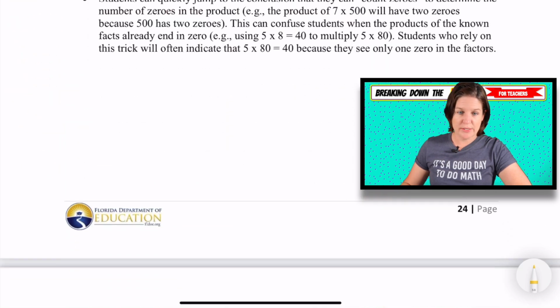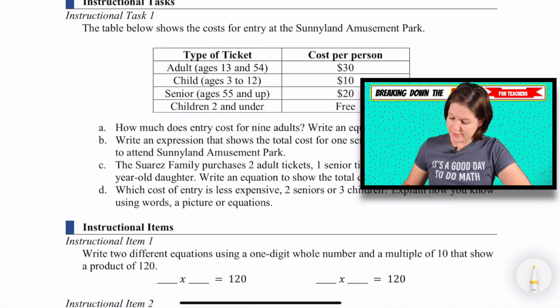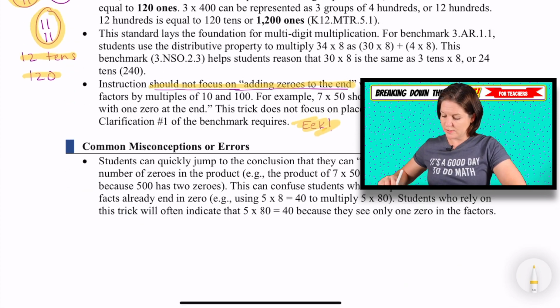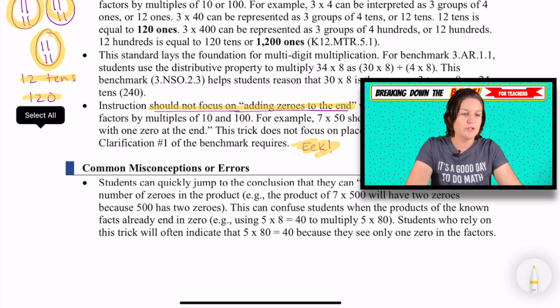Okay, what else? I think that is good. You can take a look at these instructional tasks that they offer here, but let's jump into some of the resources that you have to make math fun, make it click, and make it stick for your students.